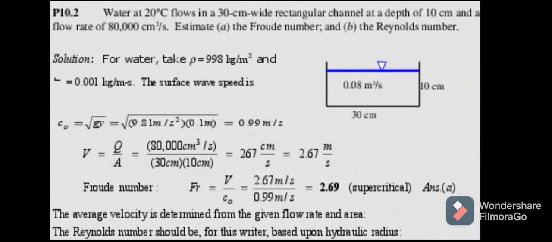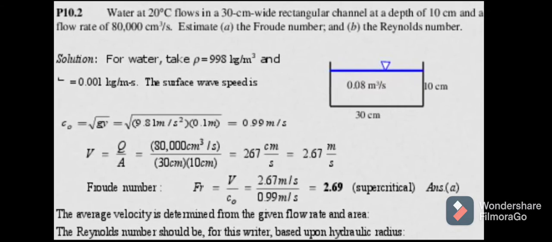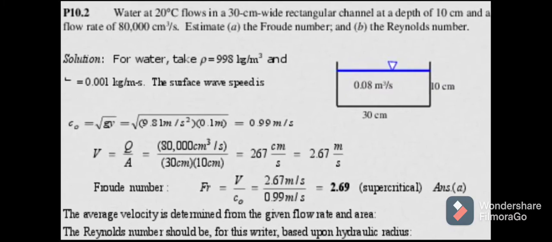If the Froude number is greater than 1, the flow will be supercritical flow. If equal to 1, then the flow will be critical flow, and when the Froude number is less than 1, then the flow will be subcritical flow. Here, rho of water is 998 kg per meter cube.